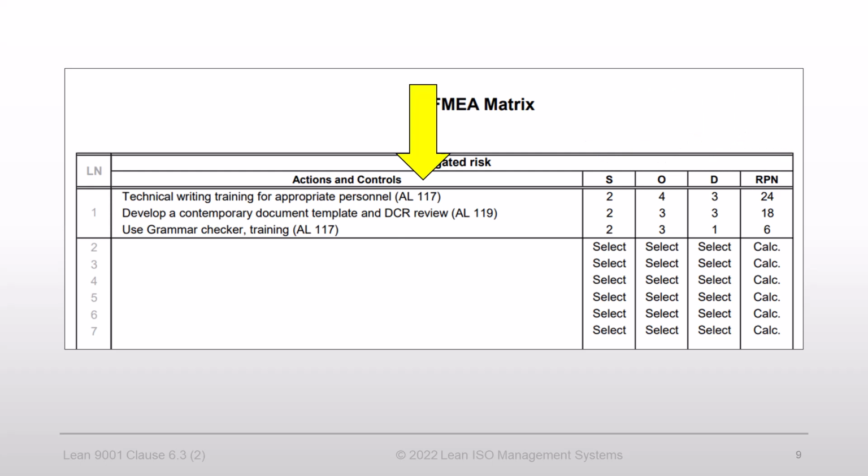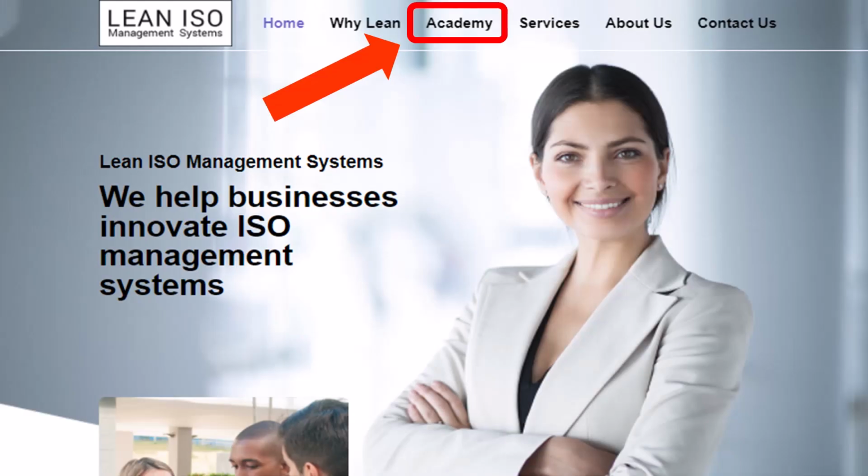To ensure that training doesn't slip through the cracks, we documented the task in our action list with the assigned action number AL117. To summarize, in this session, we learn how to quantify and reduce probable risks and impacts on the QMS during changes. As I promised in the beginning, here is your link to the FMEA table.